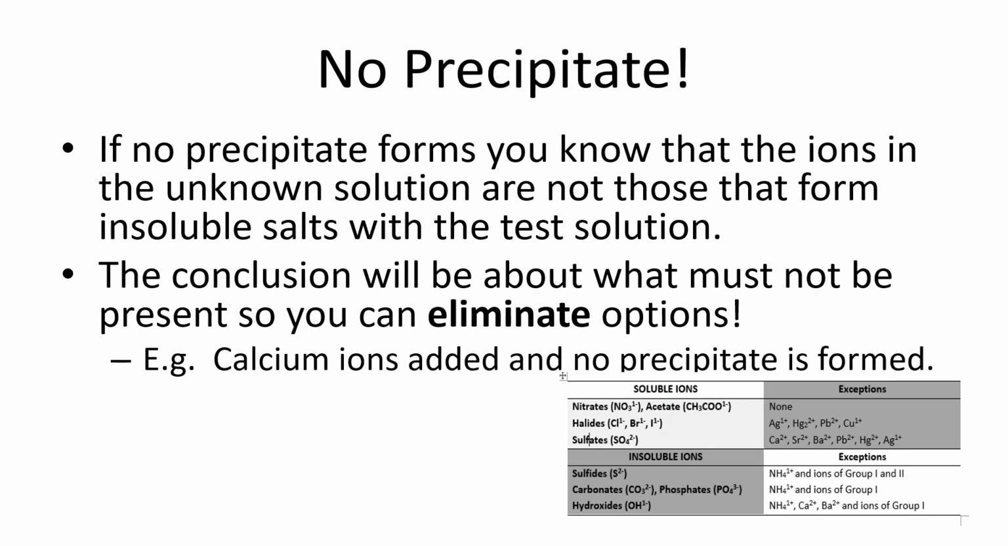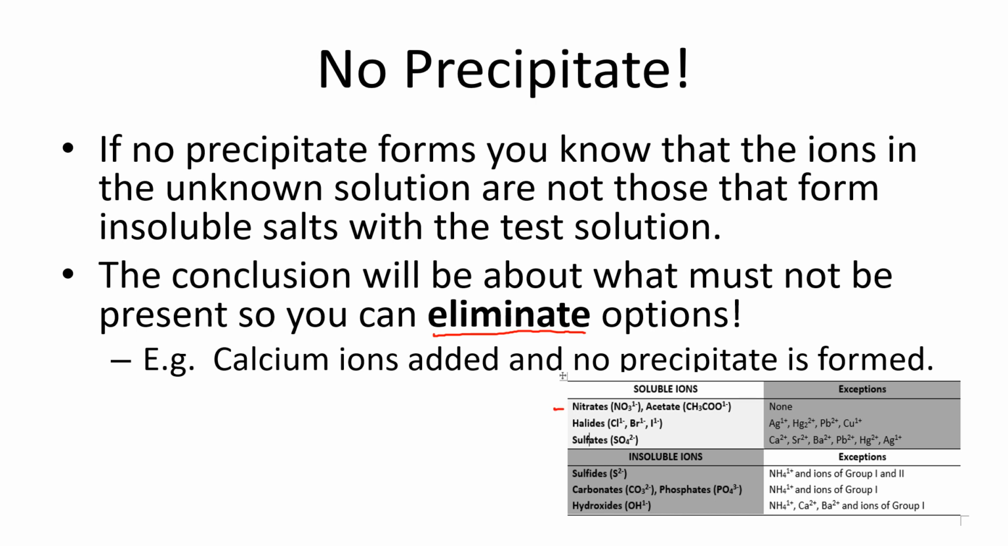If you get no precipitate, you can make conclusions that eliminate options, because you can get rid of all the things that would have precipitated had they been there, right? So it's all about eliminating options when you have no precipitate. So in our example here, we have calcium ions added, and we got no precipitate. Well, since we're looking for stuff that actually is there, if no precipitate forms, we can eliminate all the things that should have precipitated. So we'll start with nitrates.